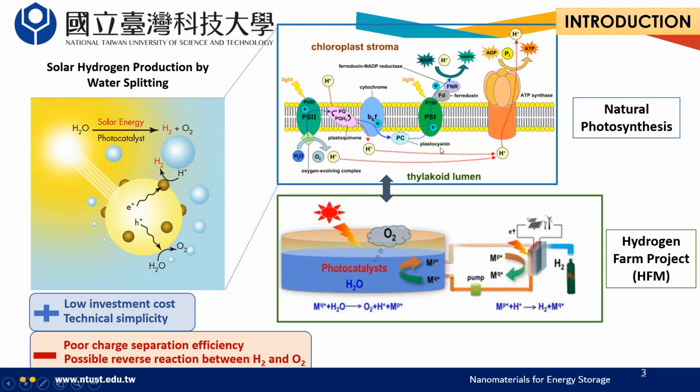However, at present, photocatalytic overall water splitting still suffers from extremely low solar to hydrogen efficiency owing to the poor charge separation efficiency and the possible reverse reaction between hydrogen and oxygen.